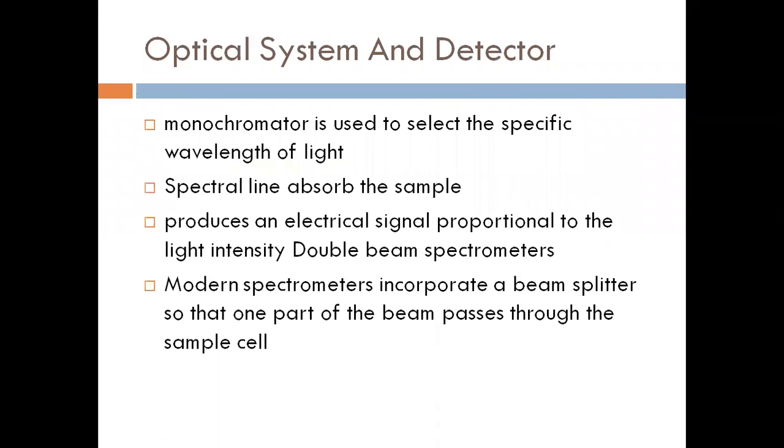So next one is the optical system and detector. A monochromator is used to select the specific wavelength of light. So next one is spectral line absorbed by the sample, producing an electrical signal proportional to the light's intensity, and a double beam spectrometer. Modern spectrometers incorporate a beam splitter so that one part of the beam passes through the sample.